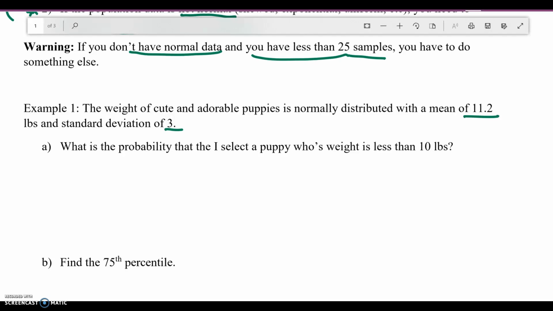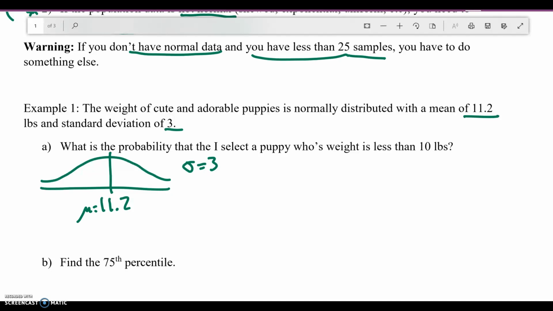So there's nothing different here. There's no central limit theorem. Basically, I have my normal distribution. My mean, mu, is 11.2 and my standard deviation sigma is 3. I want to figure out the probability that I select a puppy whose weight is less than 10 pounds. This is nothing new that we've done. This is 10, everything that's less than. We know that we have to use normal CDF for this one. So this is going to be normal CDF.